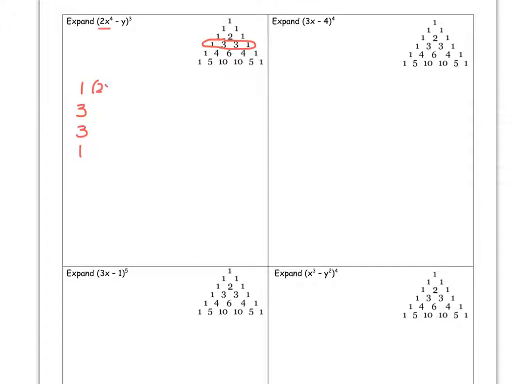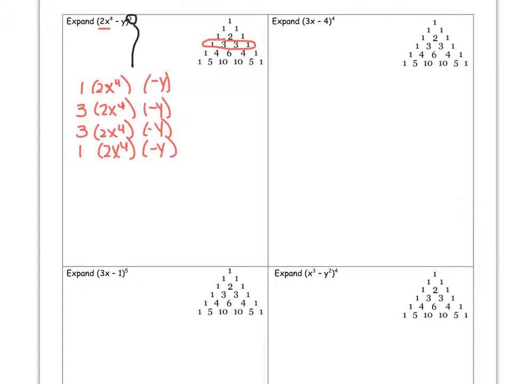And now we're going to take the first term, the 2x to the fourth, and we're going to write that. 2x to the fourth. Okay, and then we're going to take the second term, which is negative y, and now we're going to write the powers. Remember, the first power of 3 goes right here. So then it goes 3, 2, 1, 0, 0, 1, 2, and 3.